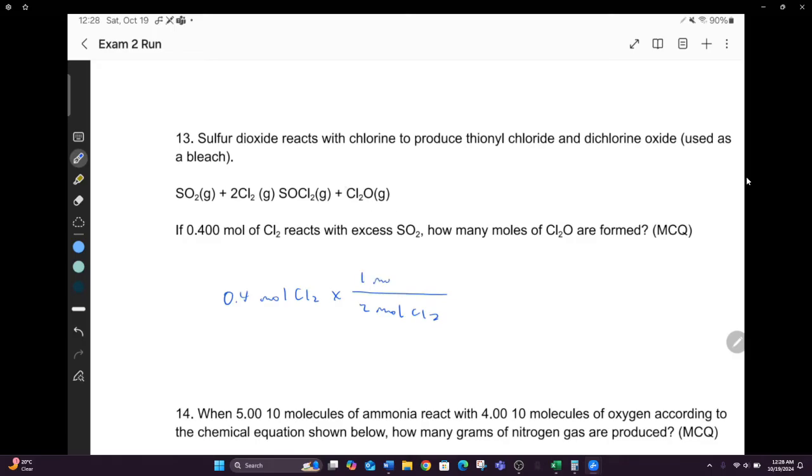That's just 1 mole Cl2O. Again, you're basically just dividing by 2, so you get 0.2 moles of Cl2O. You should probably follow sig figs if they care, but that should be your answer.